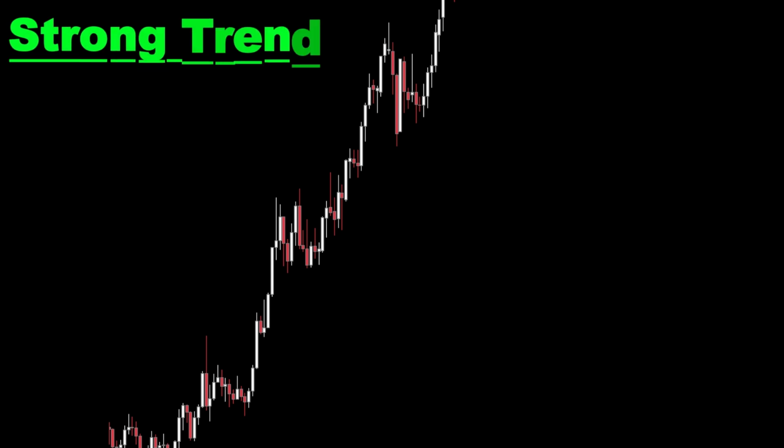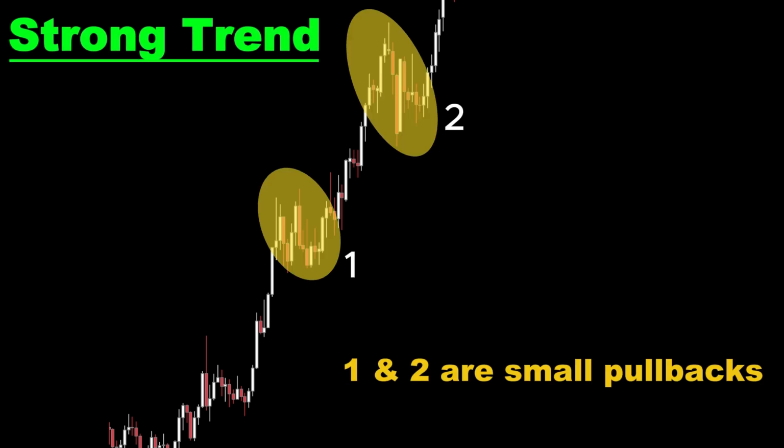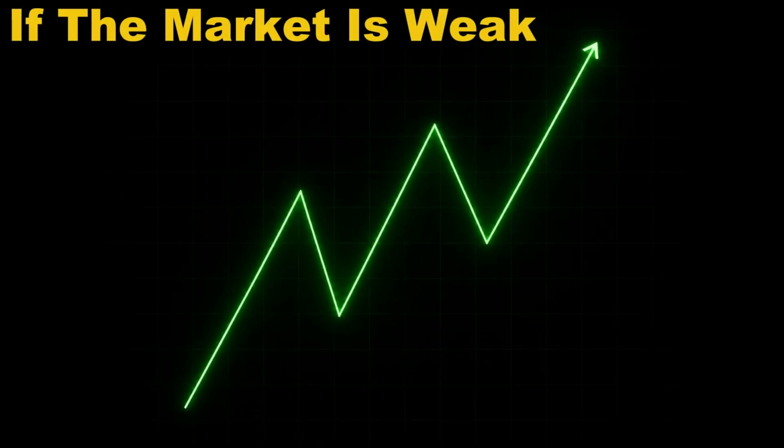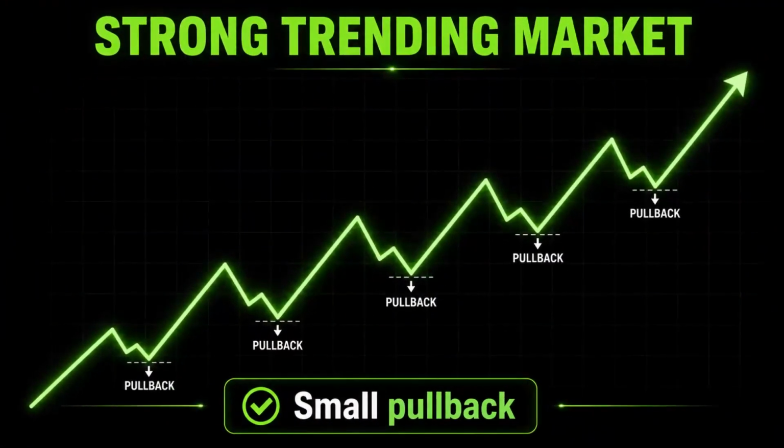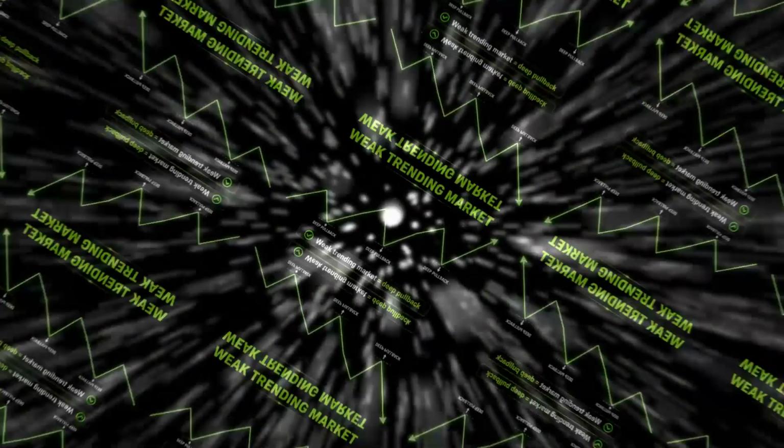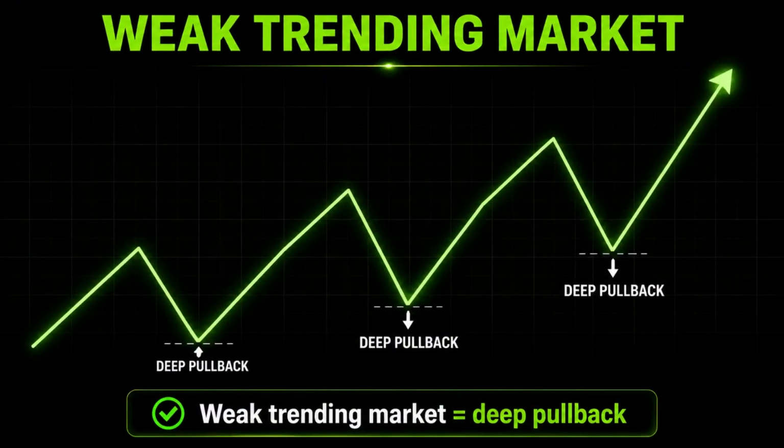In a strong trend, price may not give you a deep discount. It may only pull back slightly before continuing higher. But if the market is weak, slow, or losing momentum, the pullback can be much deeper. That means buyers are not as aggressive. So remember this: strong trending market equals small pullback. Weak trending market equals deep pullback.